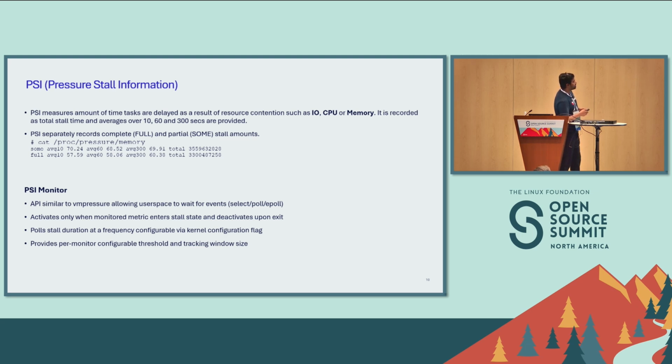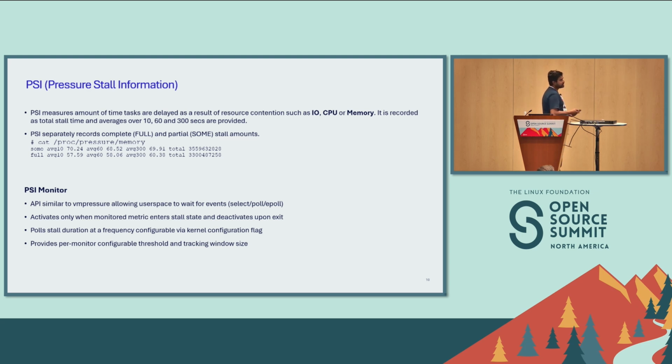And there are two terms, some and full. The some value is captured if there's at least one process that's stalling for memory. And if all the processes in the system are being stalled because of memory, then it'll be captured as full. This is something more critical, where all of the processes in the system are stalling for memory.